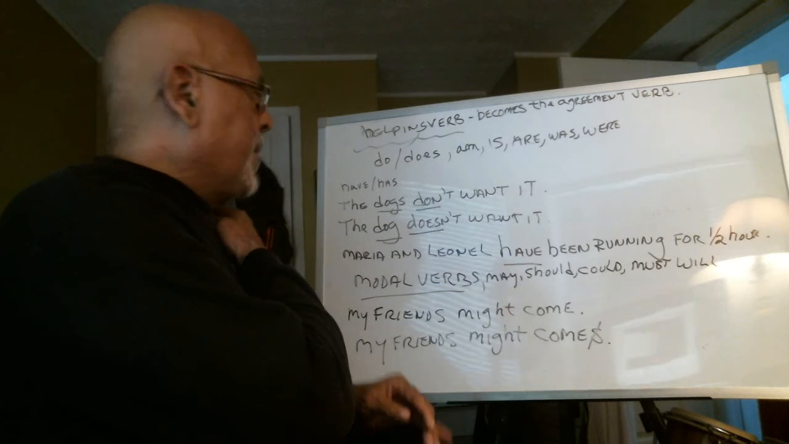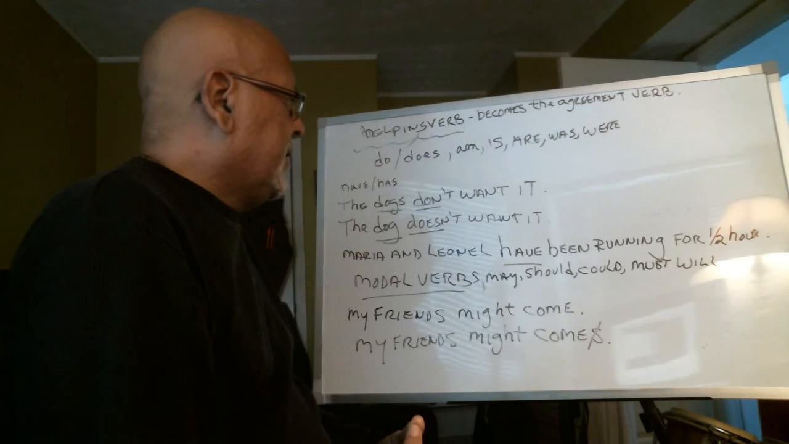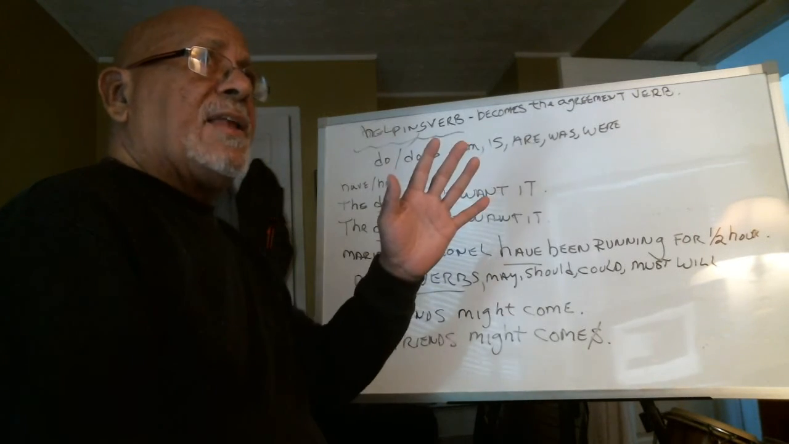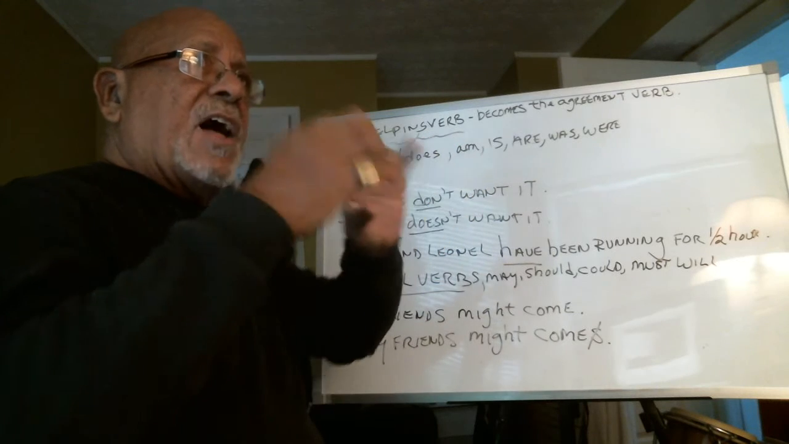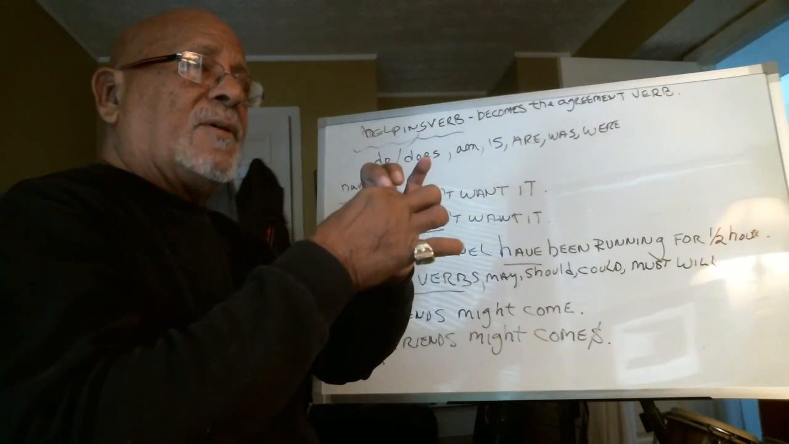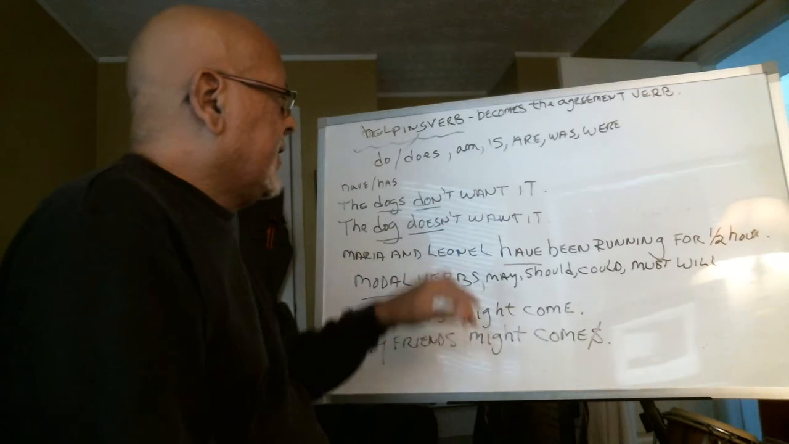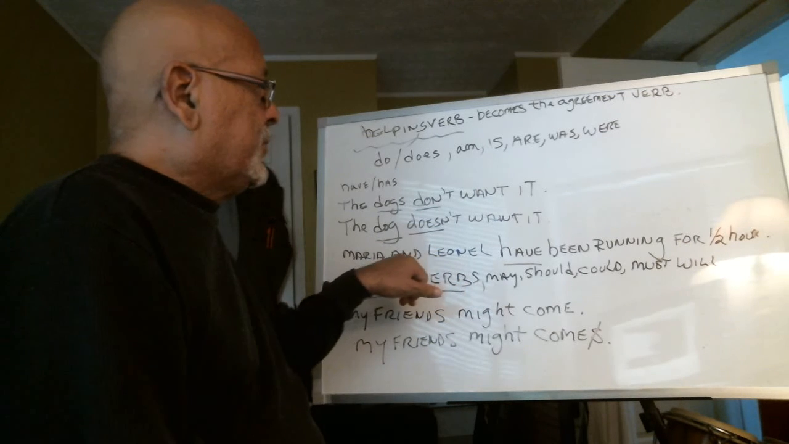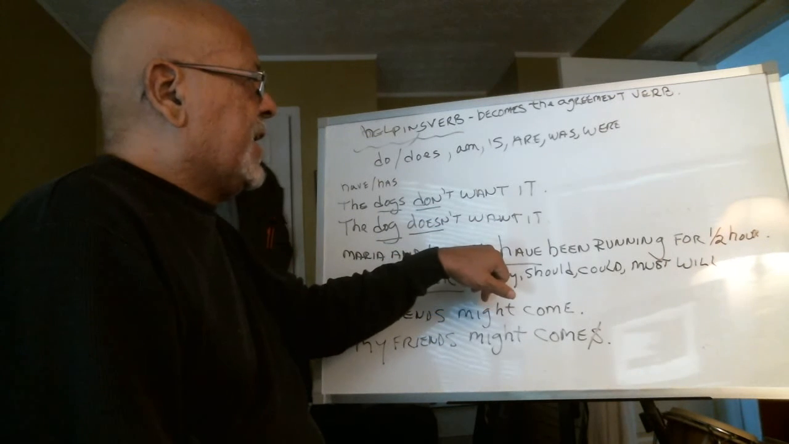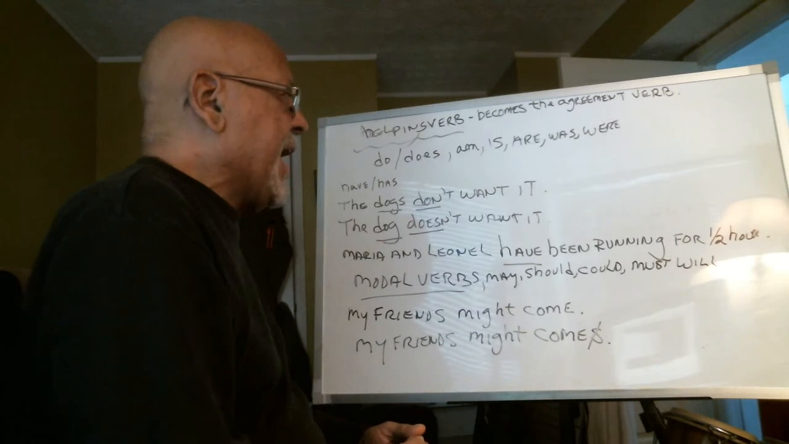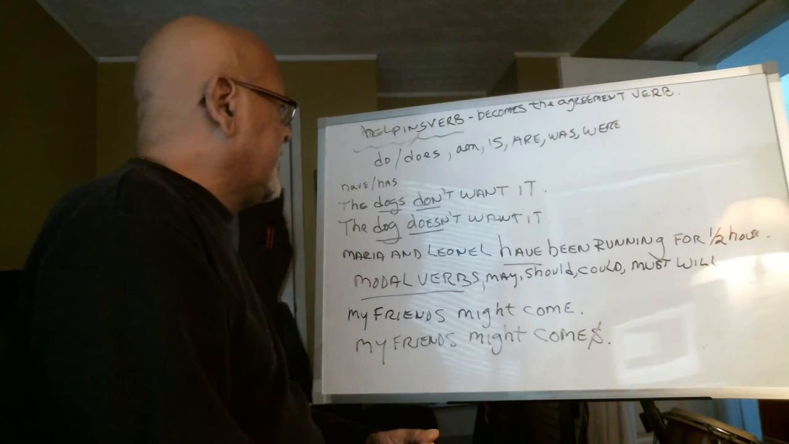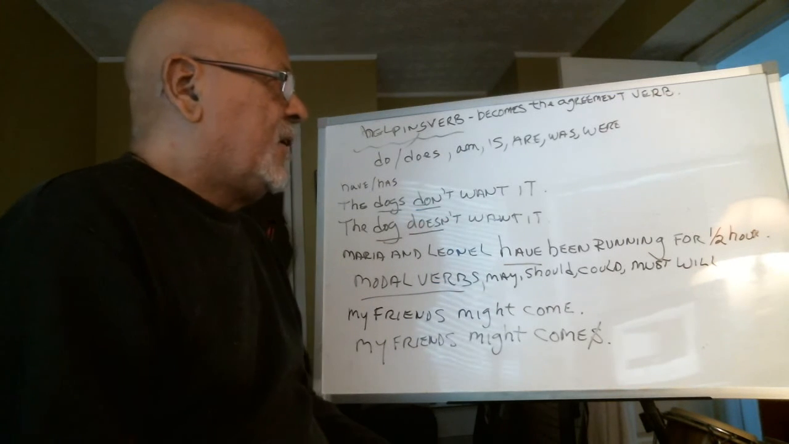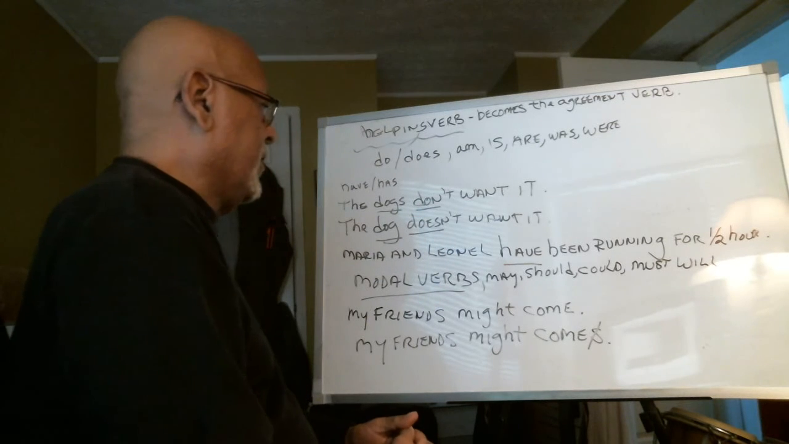When you have a compound sentence, Maria and Lionel, one and another, which is two, okay? That takes the plural. That's a plural subject. Okay? So then the verb here is have. So in that sentence: Maria and Lionel have been running for a half an hour.